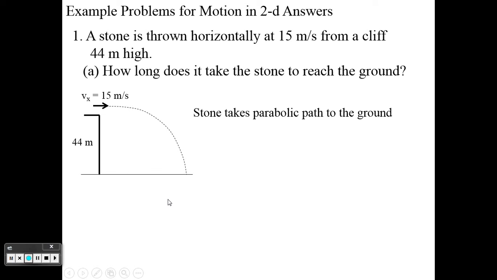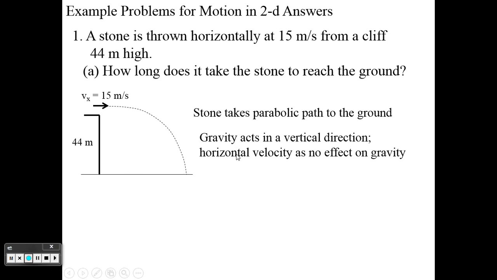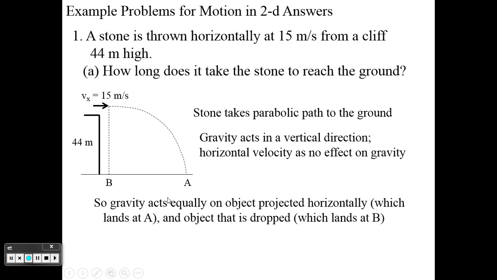Now the reason it takes a parabolic trajectory is that gravity acts in the vertical direction, whereas the horizontal velocity has no effect on gravity. Okay, the horizontal velocity is separate from the vertical. So what that means is that gravity acts equally on an object projected horizontally, which will land here, as an object that is simply dropped, which lands here. Gravity acts equally on both.